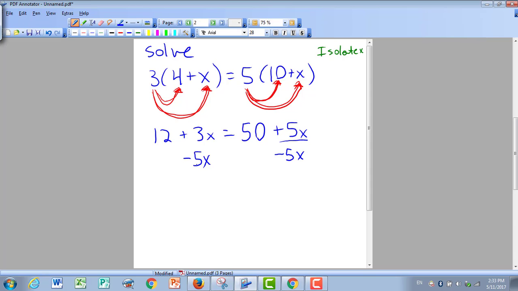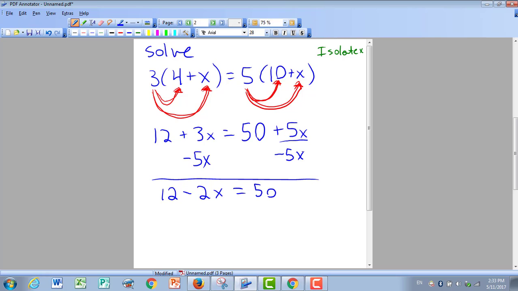And the negative 5x and the 12 can't combine because they're not like terms. So on the left I just ended up with 12. And then 3 minus 5 is negative 2. So I can just go 12 minus 2x equals 50. And the positive 5x and the minus 5x cancel out.